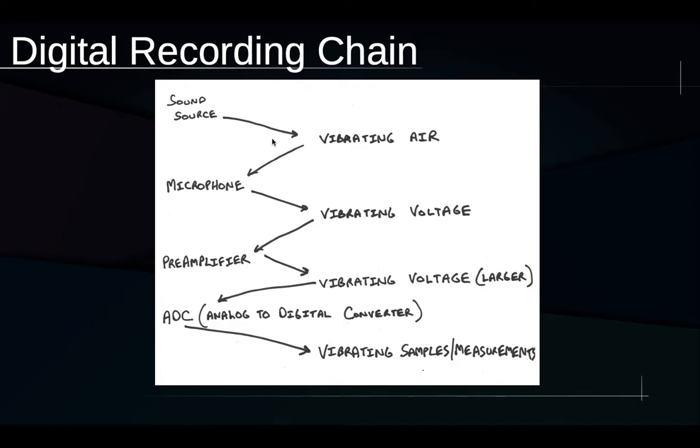And then in our digital recording chain, that slightly larger vibrating voltage is fed to a very key component, the ADC, or analog to digital converter, which takes that vibrating voltage and regularly measures it, turns it into that series of numbers that is fundamental to digital recording.